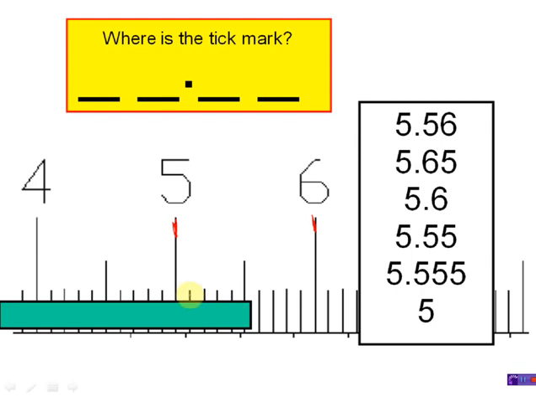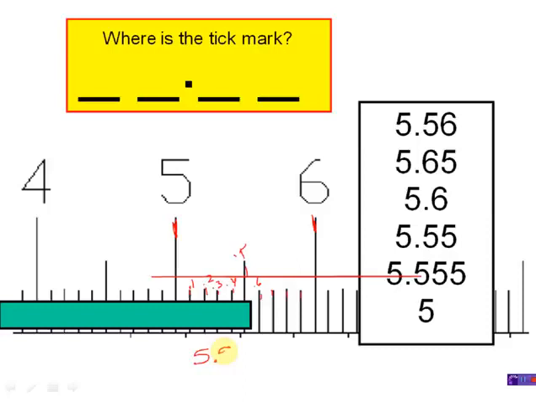Alright, and now there's also 1, 2, 3, 4, 5, 6, 7, 8, 9, 10. So I have 10 tick marks here, right? So basically I'm allowed to say now 5 point, well, it's definitely now 5.1. That's 5.1, 5.2, whoa, 5.3, 5.4, 5.5. It's definitely greater than 5.5 and less than 5.6.